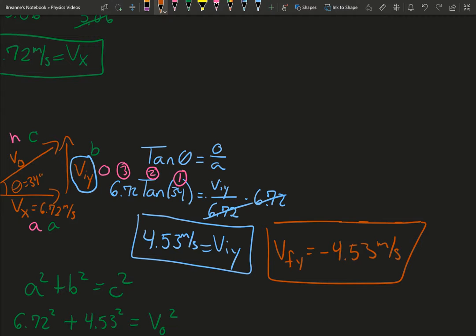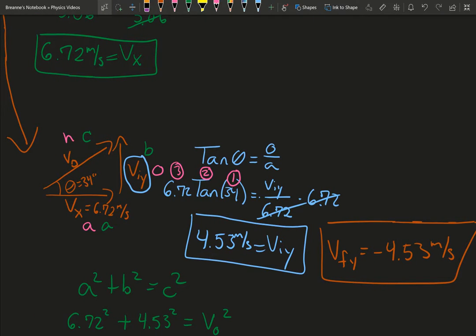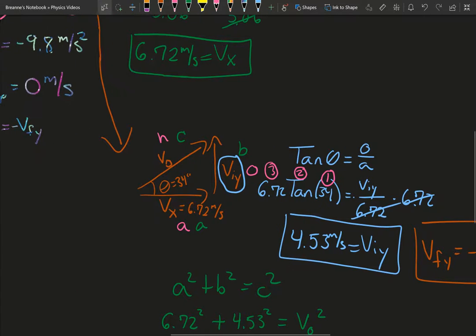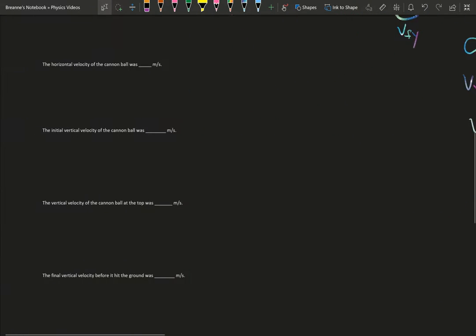Ta-da! Now I know this is a lot of work up front, but after doing all this work, honestly, you just have to read the problem and plug in the work we've already done. There'll only be a little bit of work now. So let's go back to the questions.